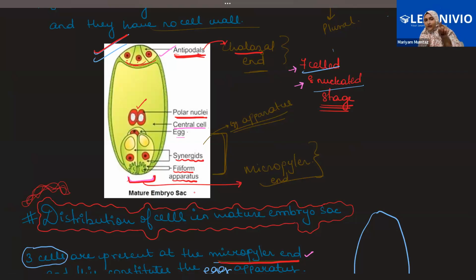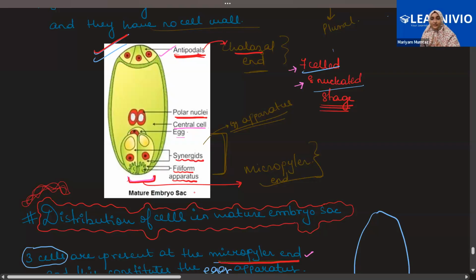Now count the number of nuclei and tell me how many nuclei there are. 6. No. Nuclei. 2. See again. The number of nuclei I am asking. I am not saying polar nuclei. I am saying nuclei.